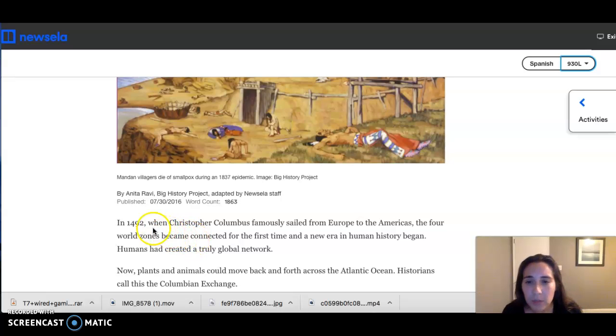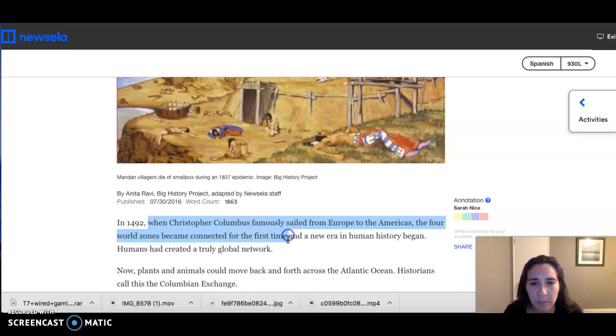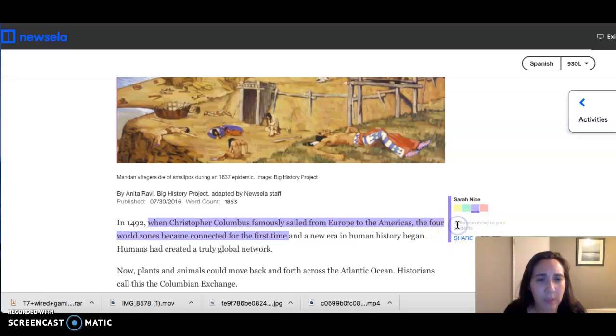So to annotate on Newsela, all you do is highlight the section that you want to annotate. So when Christopher Columbus famously sailed from Europe to the Americas, the four world zones became connected for the first time. Okay, once I highlight it, I could choose my color to highlight. I always like purple. And then you click here in the little text box and you write it here.